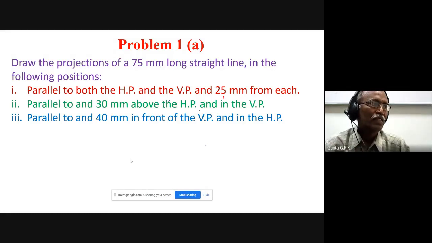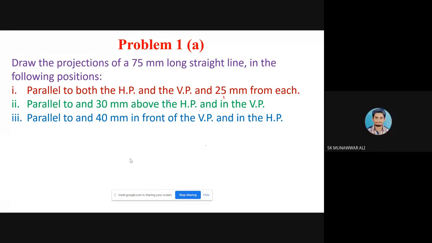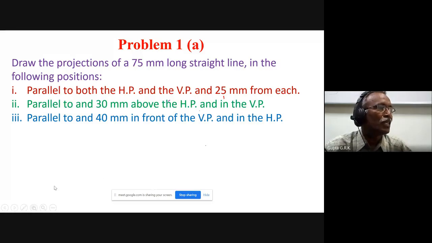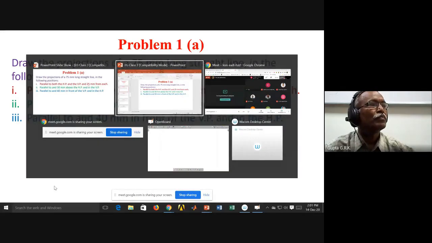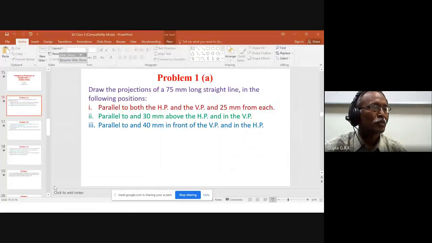Sir, I need not draw it, right? You can draw that. Is it okay? Yes, sir. Okay. So then again I will share the screen. Okay, stop sharing.